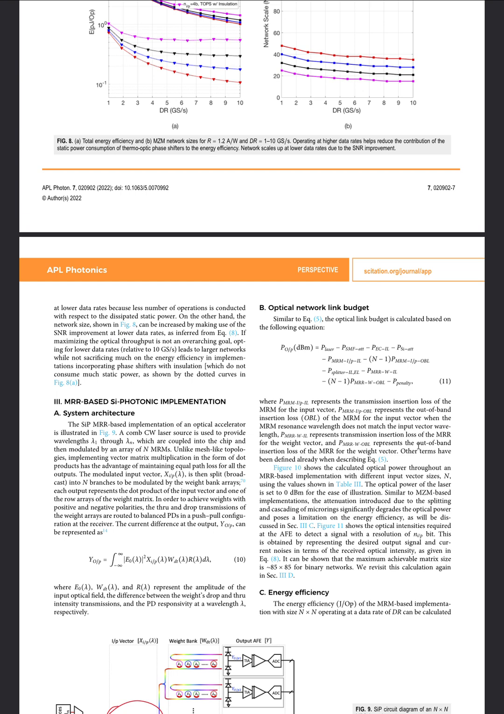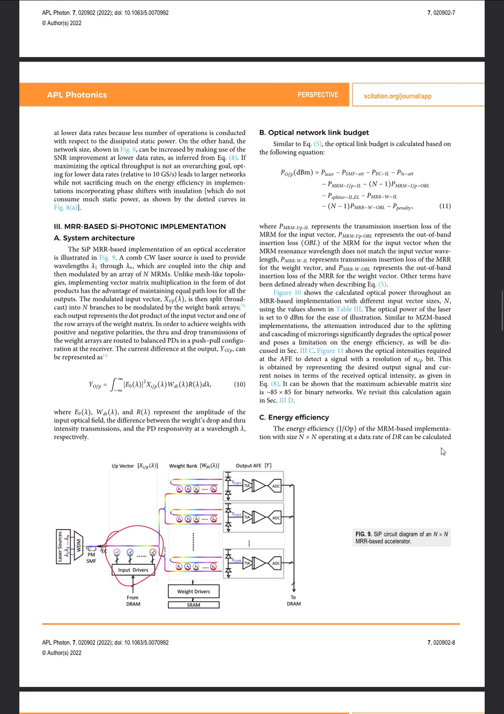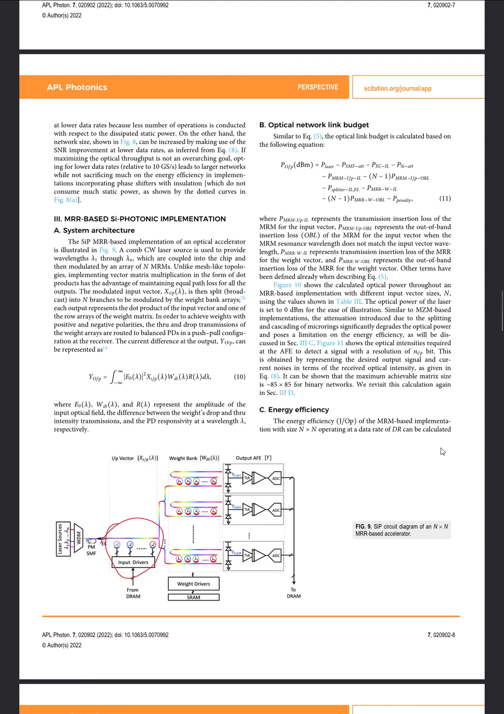Implementing dot products through this has the advantage of equal path length for all outputs. The modulated input vector is split to be modulated by weight bank arrays. This through and drop transmission of the weight arrays are routed to balanced photodetectors in a push-pull configuration for positive and negative polarities of the weights.